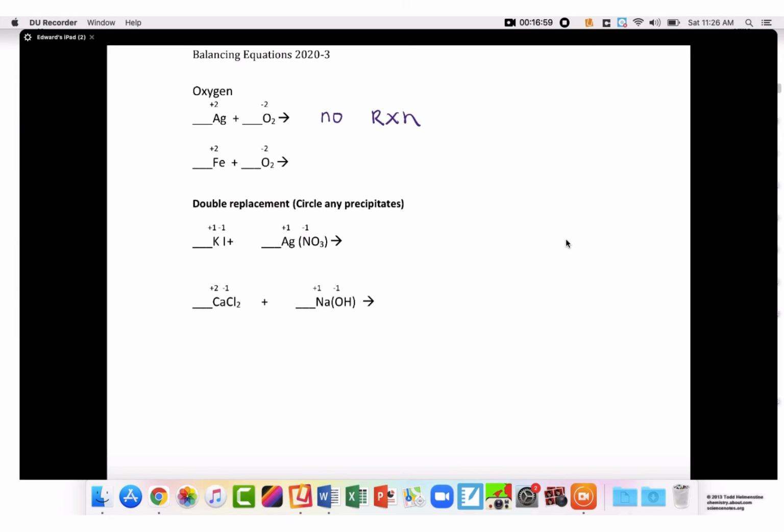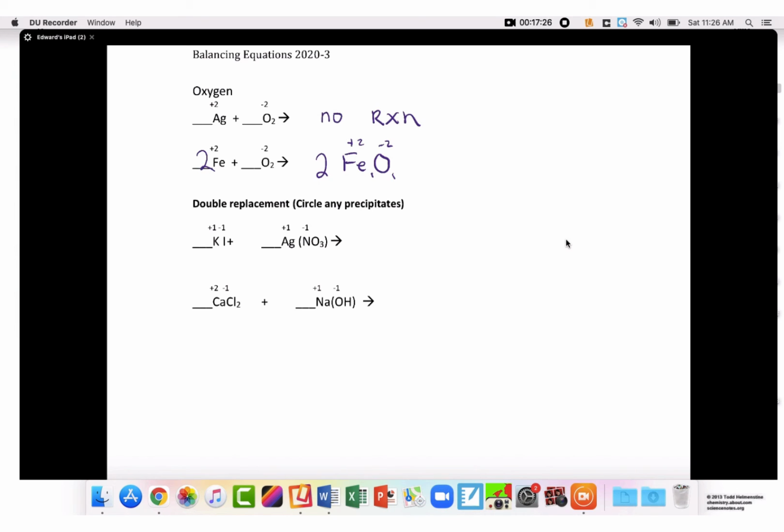Now this is a synthesis reaction. So Fe and O. This is plus 2, this is minus 2. So they would be reduced down to 1 and 1. Now, we have to balance this. We have 2 O's, 2 O's, 2 Fe's, 2 Fe's. All right, and that's that.